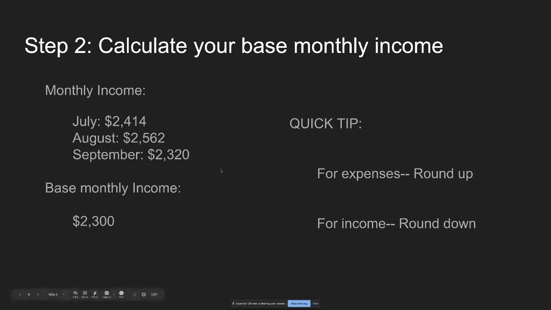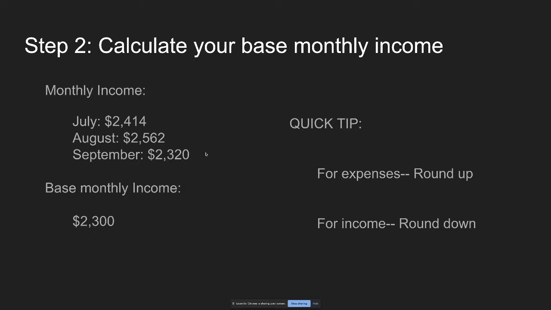The next thing is to calculate your base monthly income. This is how much money you make versus how much money you spent, which is what we just did. The way you do this on a variable income is to look at your monthly income for the last 3 months. Here's an example of what I did: I took the payroll amounts that we made as a company for these 3 months and I averaged them.